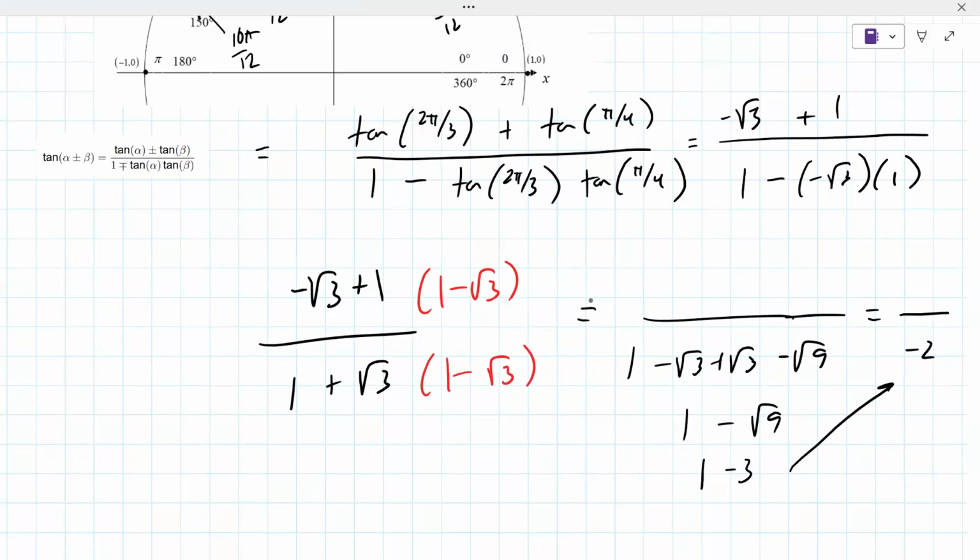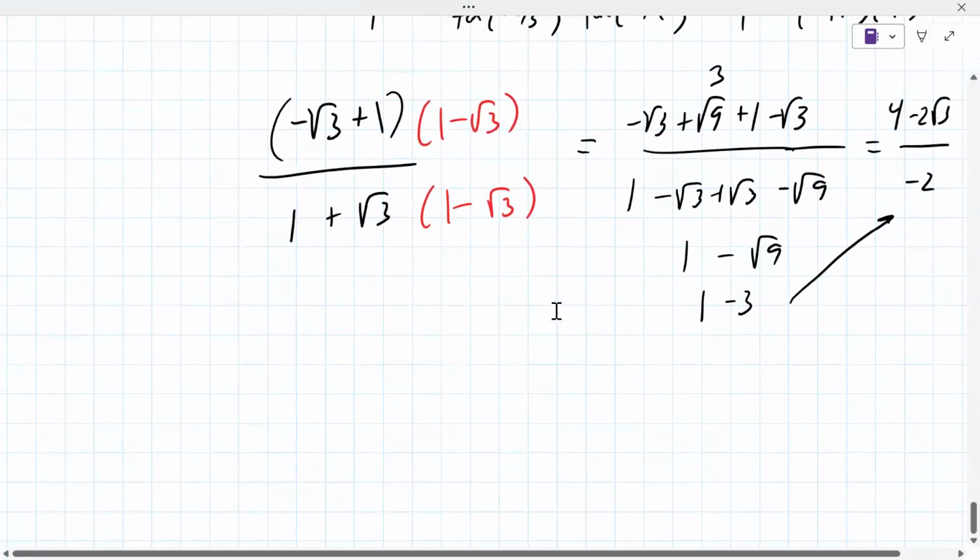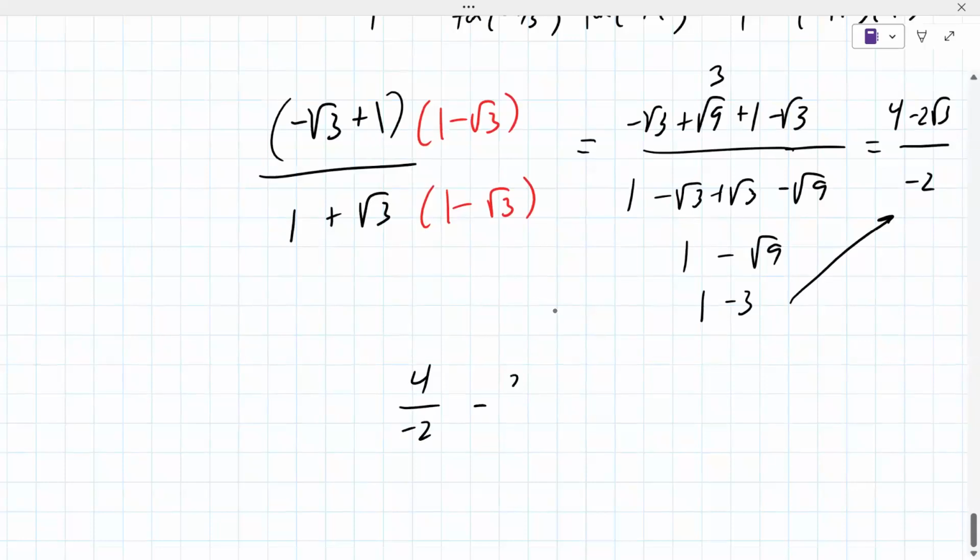And then the top, similarly, you got a FOIL here: minus square root of 3 plus square root of 9 plus 1 minus square root of 3. So you end up getting, this ends up being 3. You get 4 minus 2 square root of 3. And you have 4 over negative 2 minus 2 square root of 3 over negative 2. Negative 2 plus the square root of 3.